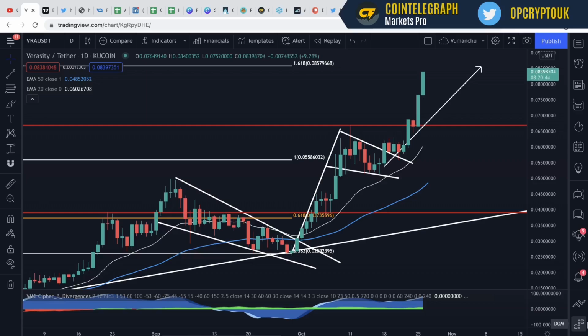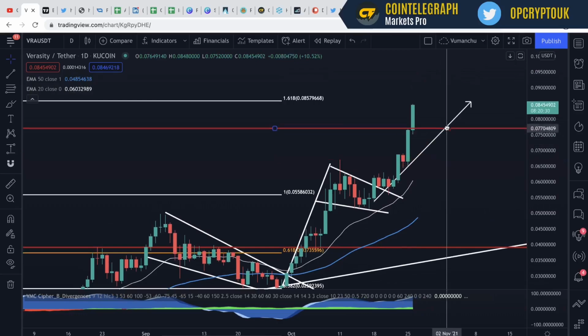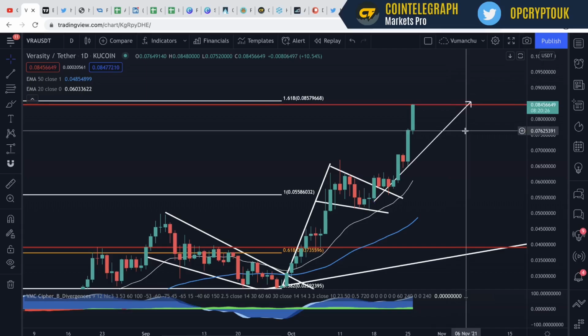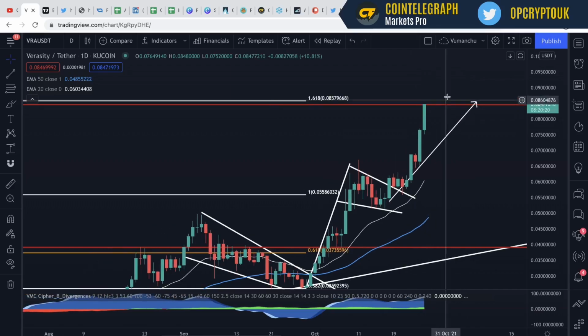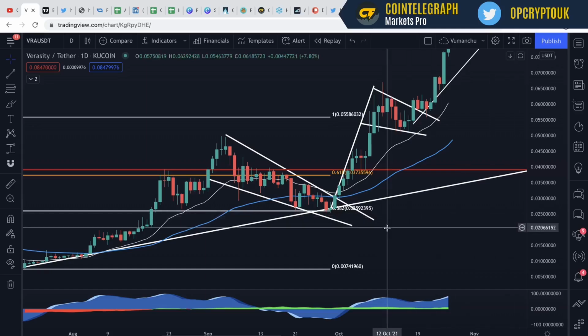So we'll take a look at VRA first in the USDT pair. We've had a great breakout. Last time I did a video, I identified this bull flag here. We broke out of it, consolidated a little bit, and then bang, created some new all-time highs. It is currently pumping at $0.0845, and like I say, we are creating new all-time highs as we move on. So all in all, things are looking very bullish.